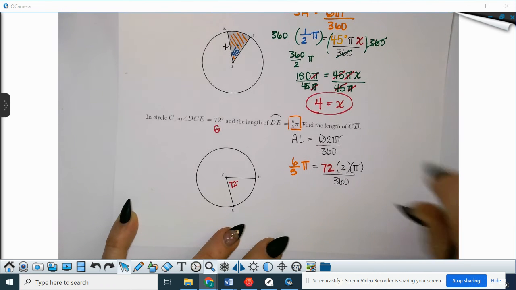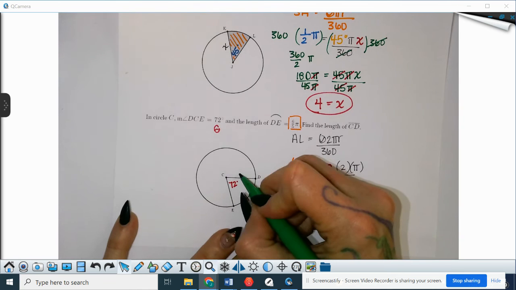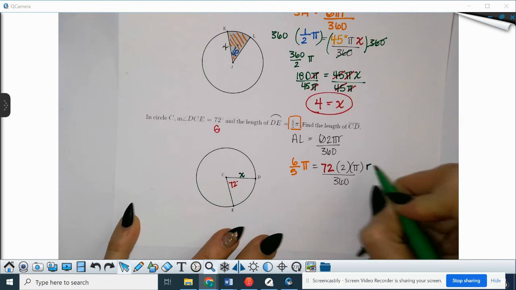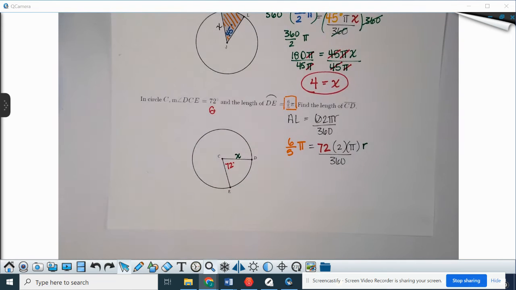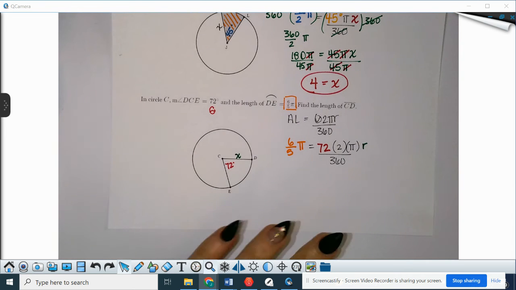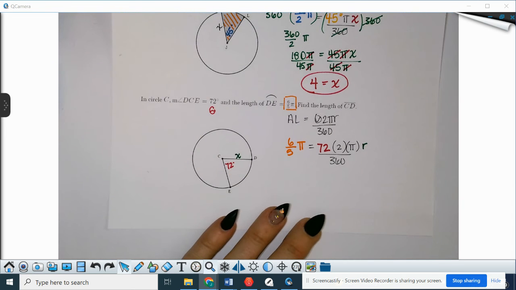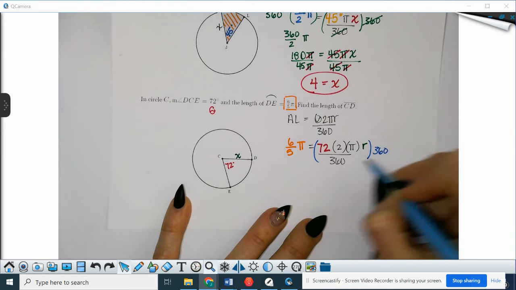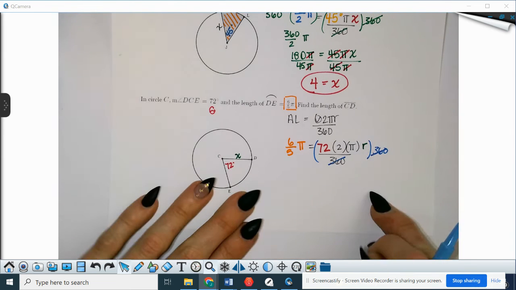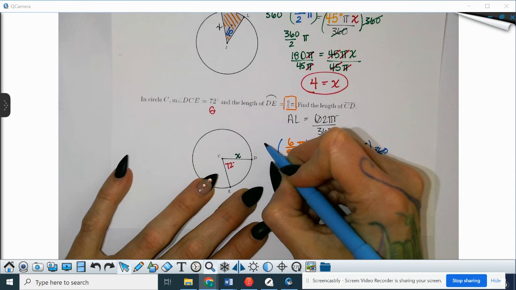And this is asking for the length of CD. So length of CD, which is going to be our radius. And again, this is arc length. So 2 pi r is circumference, and then it's 72 over 360, portion of the entire circle. So just like before, we're going to multiply both sides by 360 to get it out of the denominator, or the basement, as I like to say. So these guys cross out. Whatever we do to one side, you have to do to the other.